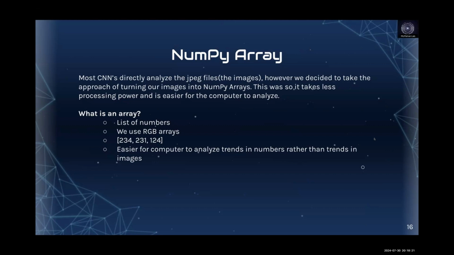So then what is an array? It's just a list of numbers. Each image is represented in a matrix format, and each pixel, depending on what type of format you're using. If you're using RGB, there'll be three color channels, R, G, and B. For grayscale, there'll only be one because it only goes from 0 to 255. And it's easier for a computer to analyze trends in numbers than trends in images, because there's a big problem right now with language models trying to understand images rather than just understanding what they're trained on.